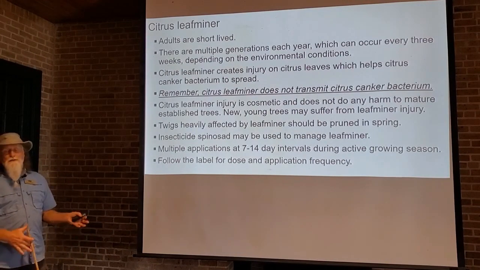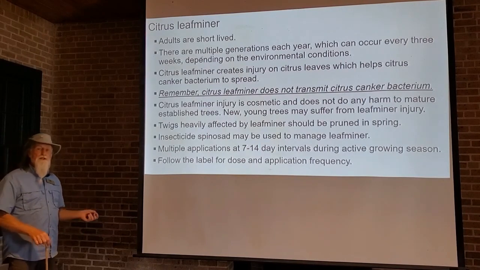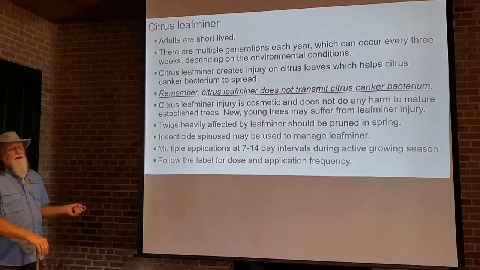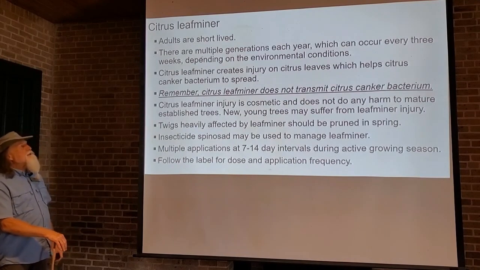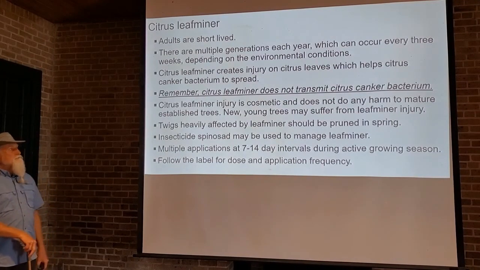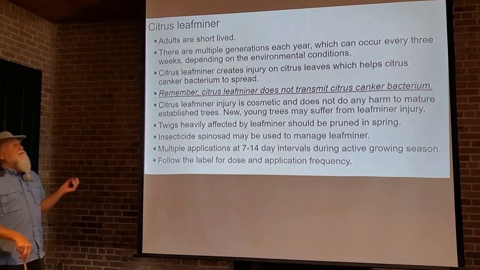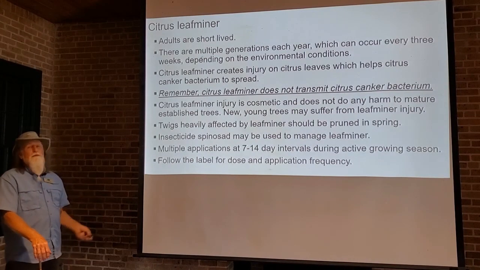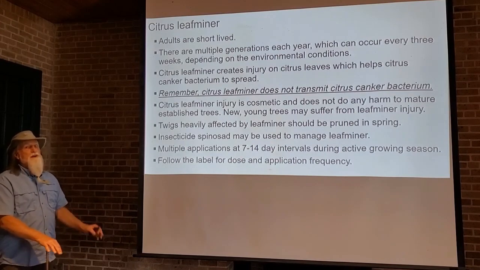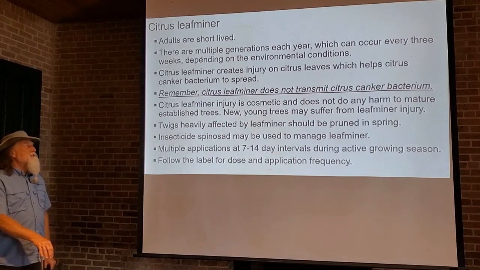Now the adults, once they hatch out, are very short-lived. They really aren't feeding at all. They're just flying around mating and laying more eggs to start the next generation. And since a generation can take as little as 3 weeks, you can see that with the right environmental conditions, you are going to have multiple generations.